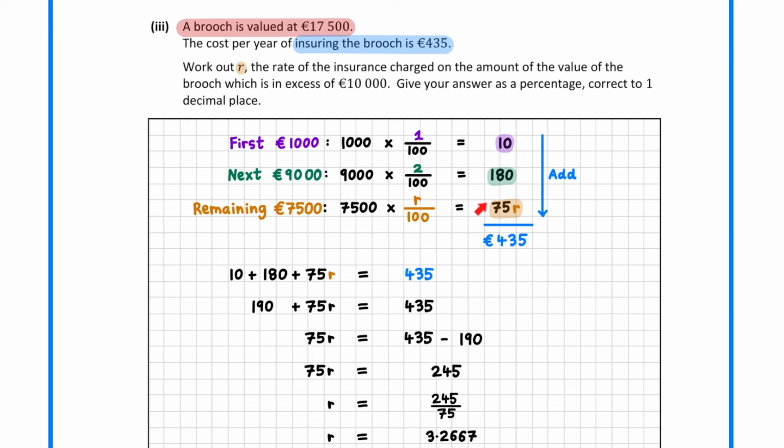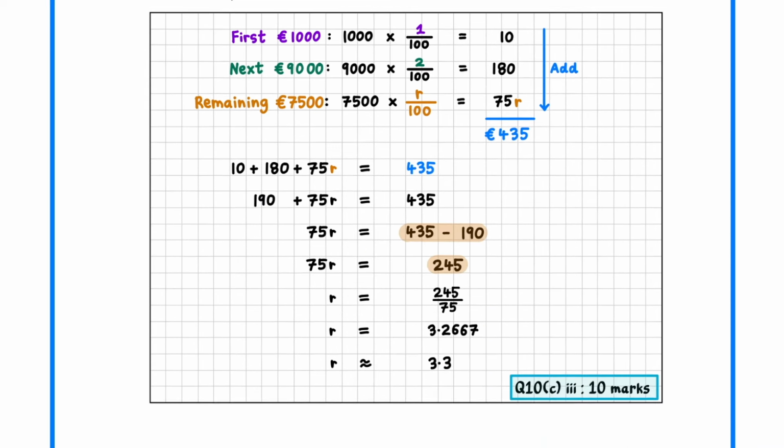Adding these three figures will give us the total cost, which we're told is €435. This gives us an equation which we can solve for R. To start, we simplify by adding 10 to 180. Then, we subtract 190 from both sides and simplify on the right-hand side. From here, we divide both sides by 75, calculate the right-hand side, and then round to one decimal place.